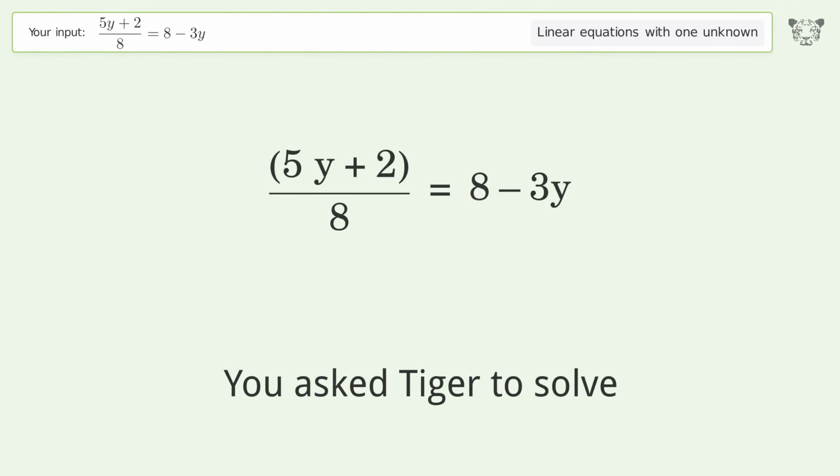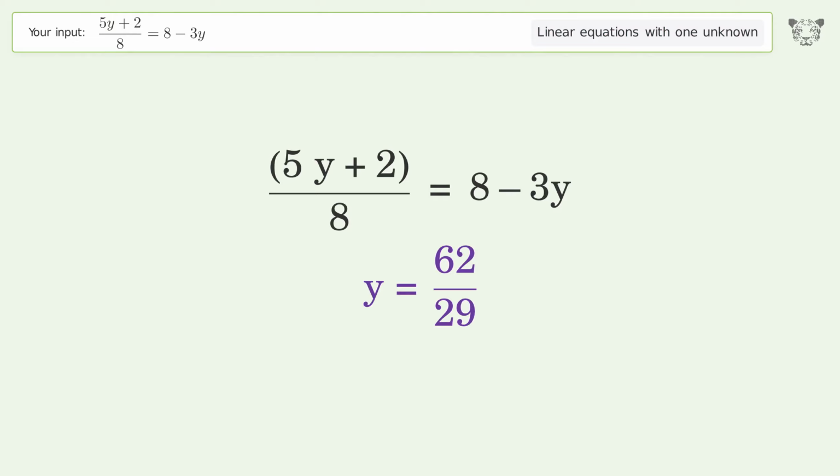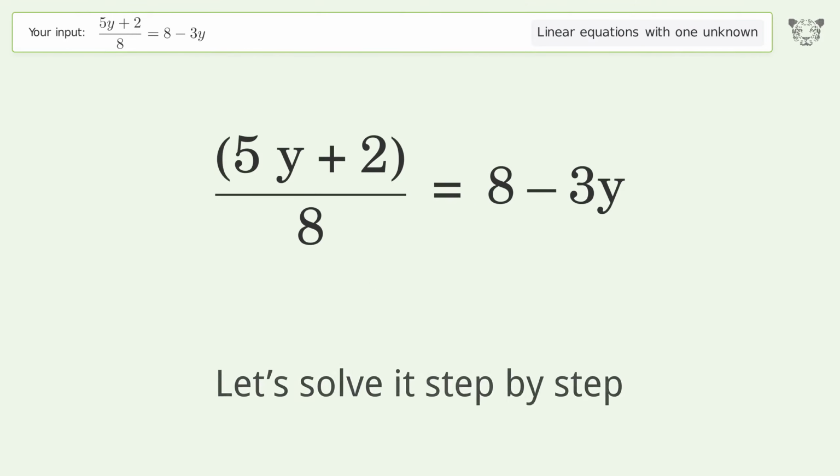You ask Tiger to solve. This deals with linear equations with one unknown. The final result is y equals 62/29. Let's solve it step by step.